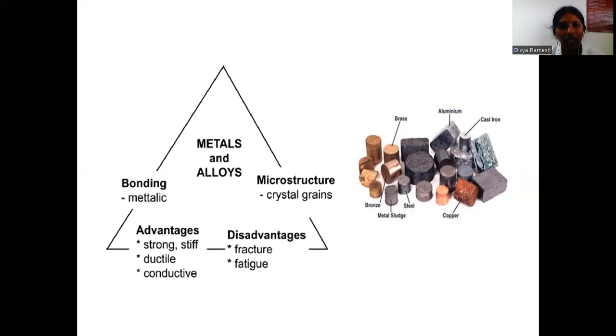The advantages are that it is strong, stiff, ductile, and, as we are aware, metal is easily conductive. The only drawbacks of metals and alloys, the disadvantages, are fracture and fatigue. Fracture means it can easily break when subjected to temperature under aging. Fatigue means the metal loses its original property under aging. So that is the term fatigue.